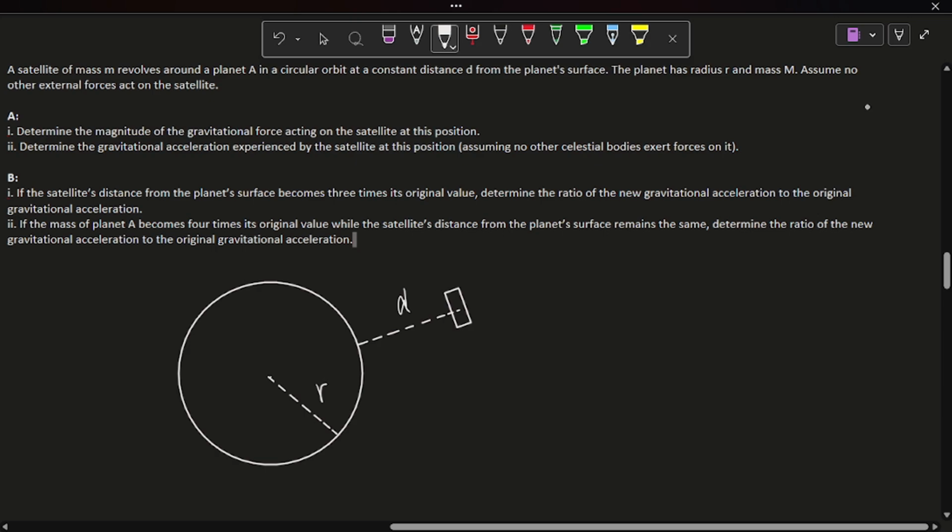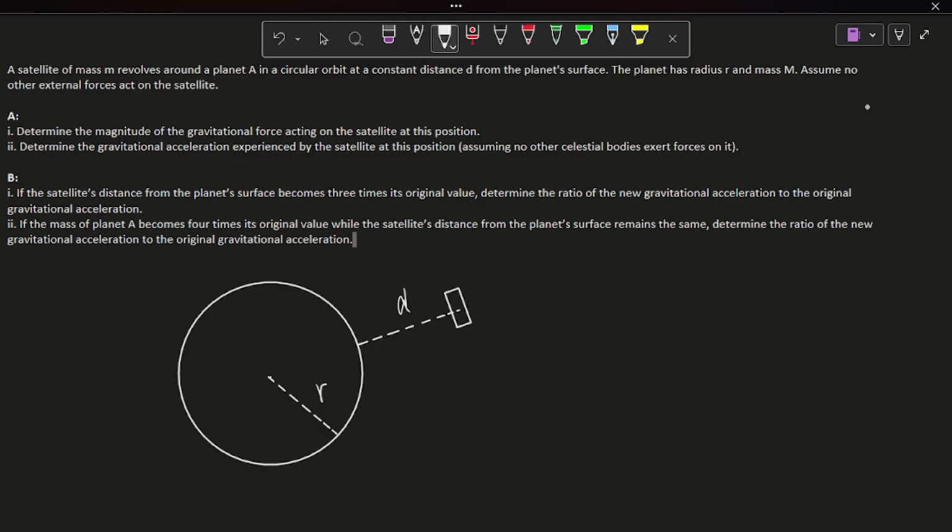A satellite of mass m revolves around the planet A in a circular orbit at a constant distance d from the planet's surface. The planet has a radius r and a mass capital M. Assume no other external forces act on the satellite.